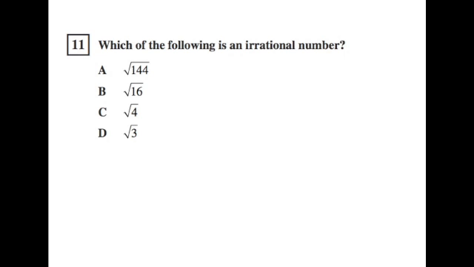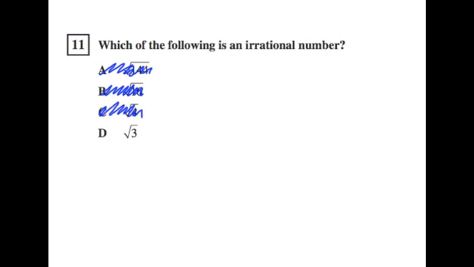The square root of 144, so what times what equals 144, and we know that is 12. 12 can be written as a fraction as 12 over 1, so it's not going to be A. The square root of 16 is 4 because 4 times 4 makes 16. Any whole number can also be written as a fraction, so that's not it. The square root of 4 is 2. 2 times 2 is 4. You can put 2 over 1.